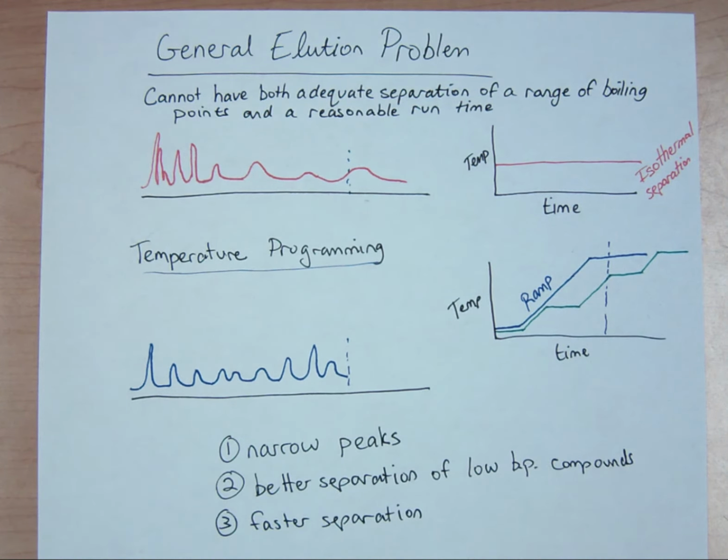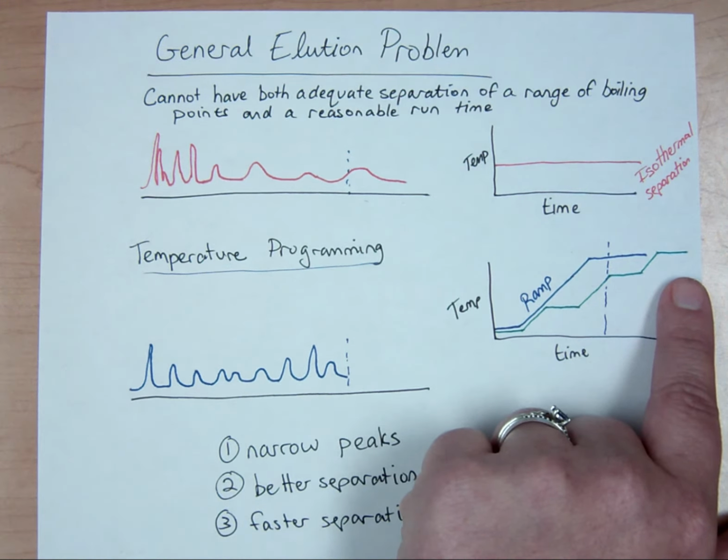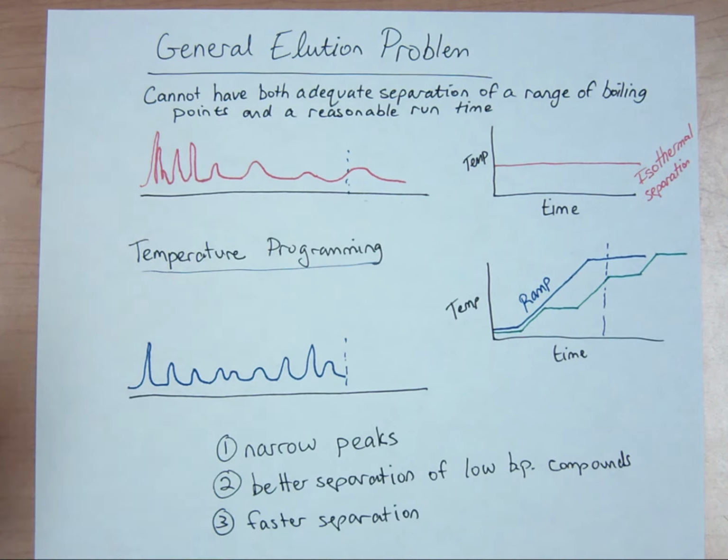Something that you always need to check, though, is the maximum temperature listed on the column. If your end temperature is above the max or even close to the maximum temperature for the column, you get something called column bleed. And this is when the stationary phase actually starts to thermally decompose, and you end up with the stationary phase volatilizing and exiting the column along with the mobile phase.